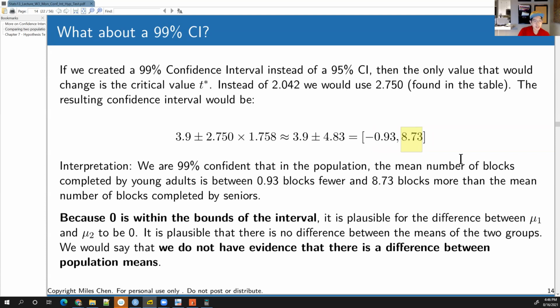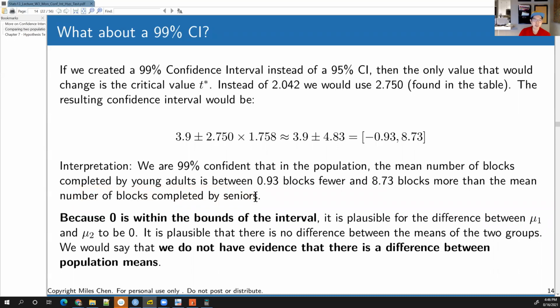And so if we want to be 99% confident, our interpretation becomes a little bit kind of wonky. It says we are 99% confident that in the population, the mean number of blocks completed by young adults is between 0.83 blocks fewer and 8.73 blocks more than the mean number of blocks completed by seniors.